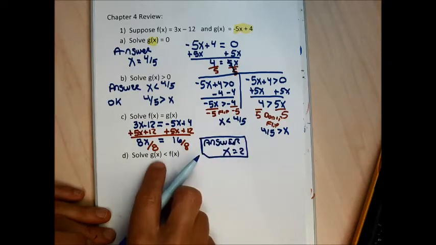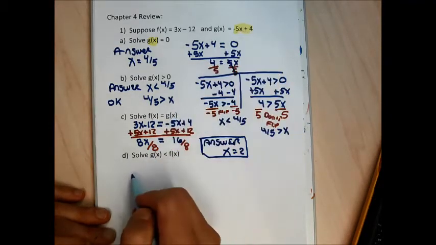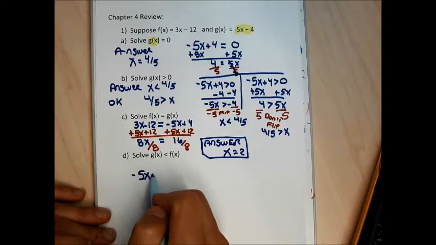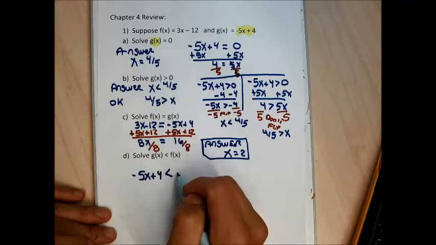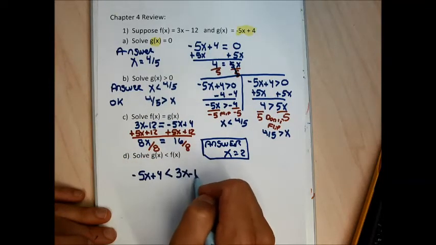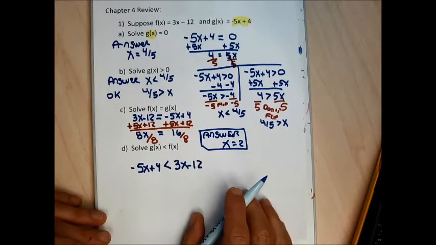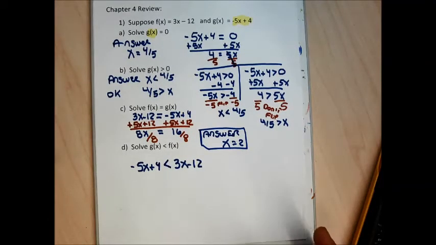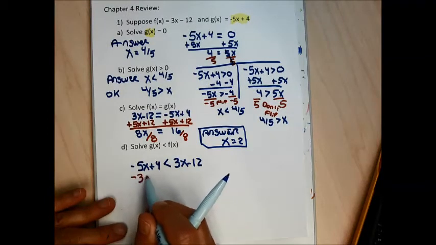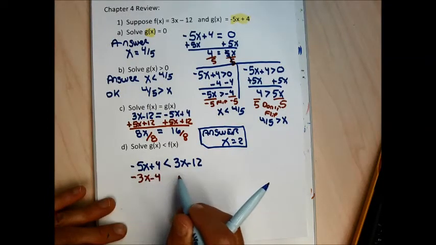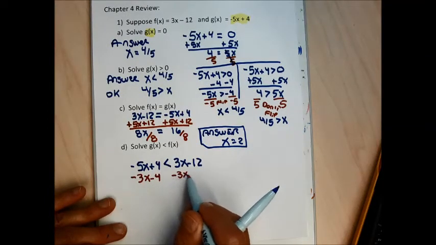For D, for the g of x symbol, I'm going to put negative 5x plus 4. I'm going to leave the less than sign, and then for the f of x symbol, I'm going to put 3x minus 12. You can solve this by getting the x on the right side or leaving the x on the left side. It's up to you. If you leave the x on the left side, you have to be careful. So I'll just do it that way, the way I have to be careful.